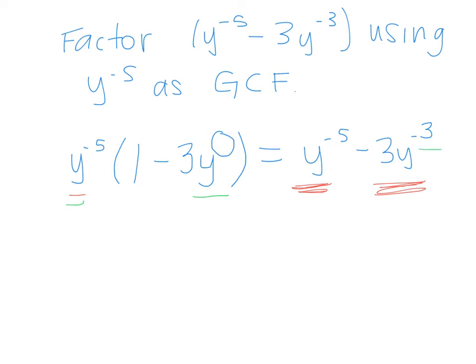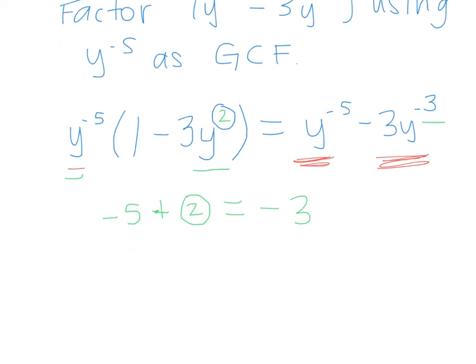So if we take that -5 plus whatever this exponent is that we don't know, we know that that has to add up to a -3. Okay, well, if we solve for that, we see that what we're going to end up with is a 2, right? -5 plus 2 gives us a -3. So that is what that exponent needs to be. All right, if we factor out that greatest common factor of y to the -5.